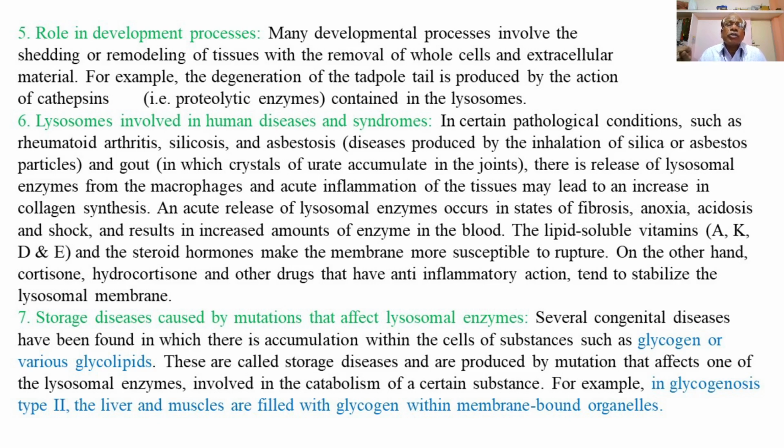lysosomal enzymes. There is a release of lysosomal enzymes from the macrophages, and acute inflammation of the tissues may lead to an increase in the collagen synthesis. An acute release of lysosomal enzymes occurs in the states of fibrosis, anoxia, acidosis and shock, and results in increased amount of enzyme in the blood. The lipid soluble vitamins such as A, K, D and E and steroid hormones make the membrane more susceptible to rupture.